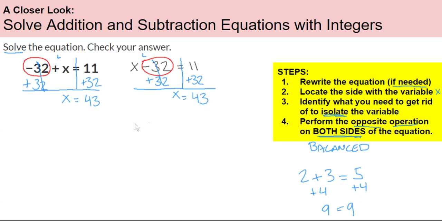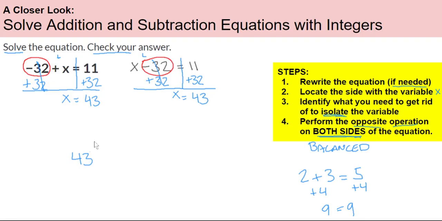Okay. So what you can do now is check your work to make sure, right? That's what it says, check your answer. So don't just say, okay, I'm done. Let's see if it's correct. Wherever you see x, plug in 43. Okay. So I'm actually going to use this one because I like it better. That's why I did that.